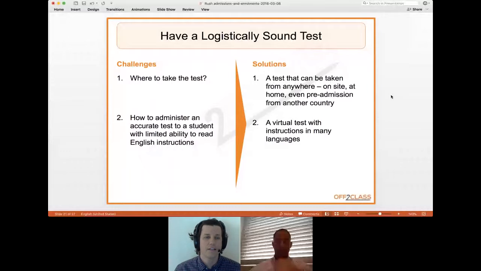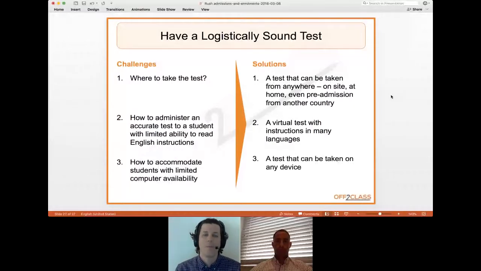And finally, let's look at the third logistical challenge: how to accommodate students with limited computer availability. So it's fine if you've got a test that you can take anywhere. Well, that's great, but not everyone around the world has access to a computer at all times. So the ideal test is one that can be taken not only anywhere at any time, but with any internet-enabled device. With the proliferation of smartphones and tablets all over the world, as long as the student has an internet device with a connection, they can take this test.